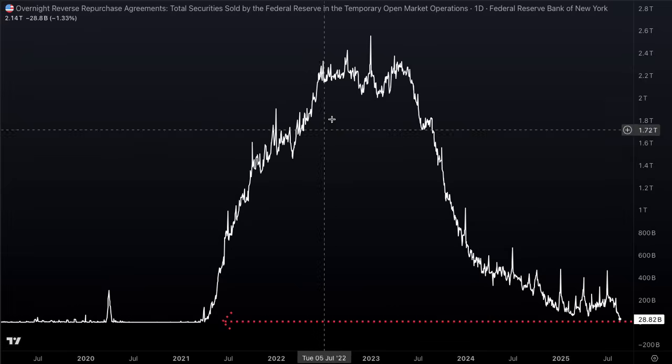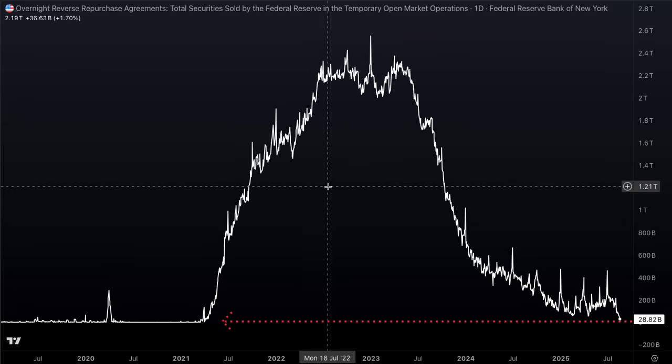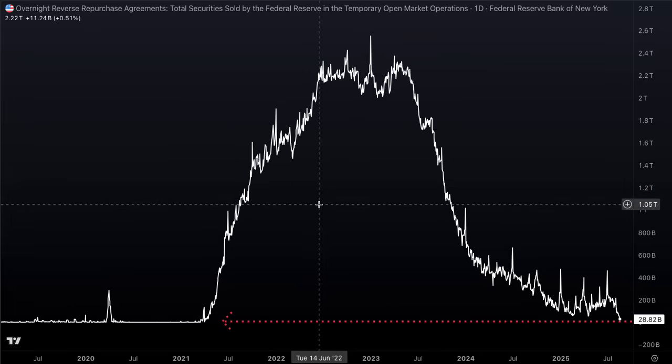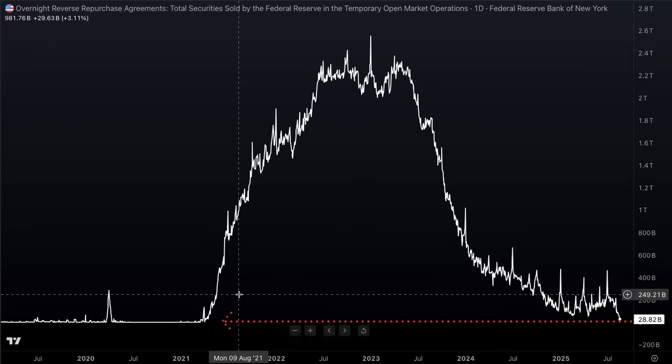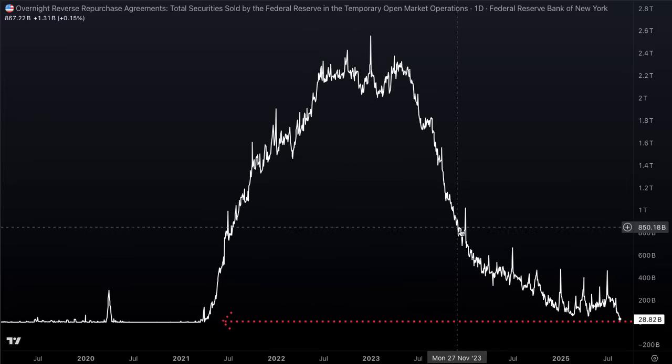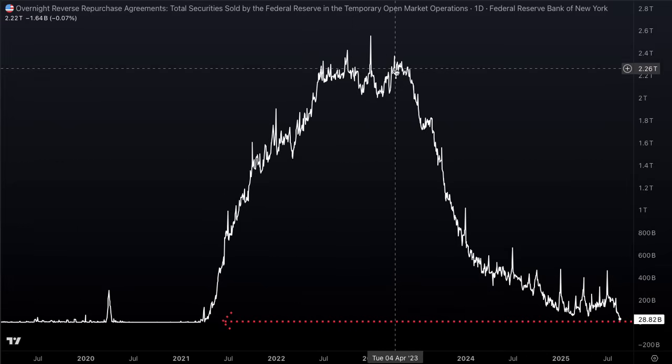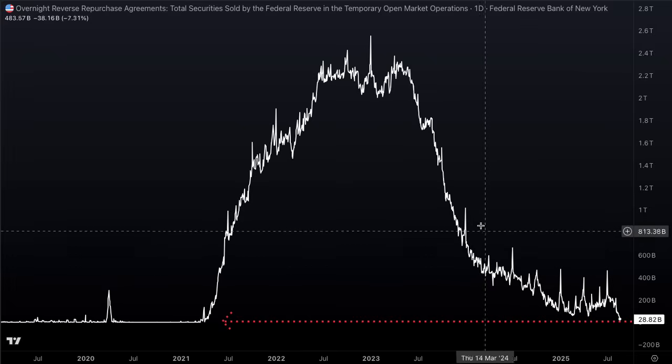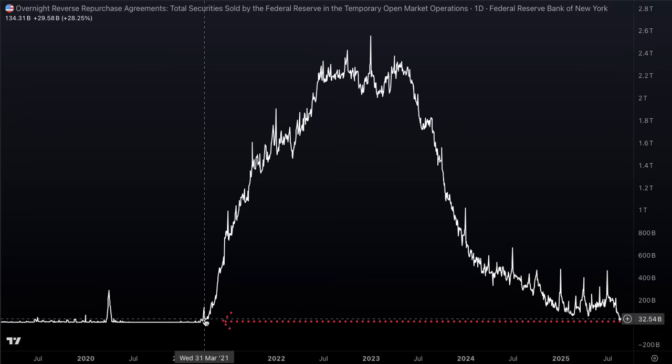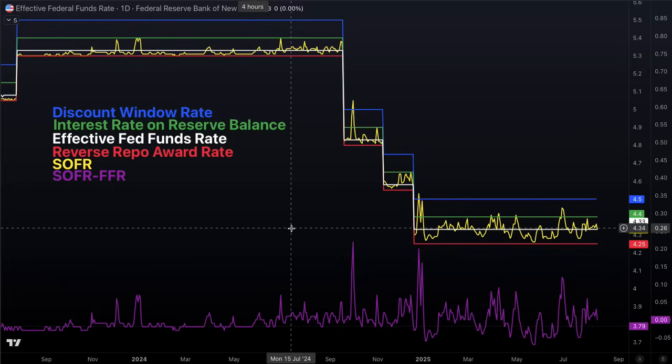So as this balance is going up, that is dollars being removed from the system, excess dollars being removed from the system. And as it's being run down, those are dollars that are coming back into the system. Hopefully that makes sense. Well, today, it just happened. The Fed reported that this reverse repo facility is down to just $28 billion, and that is the lowest level in 4 years. So, what is the reverse repurchase facility and why does it matter?